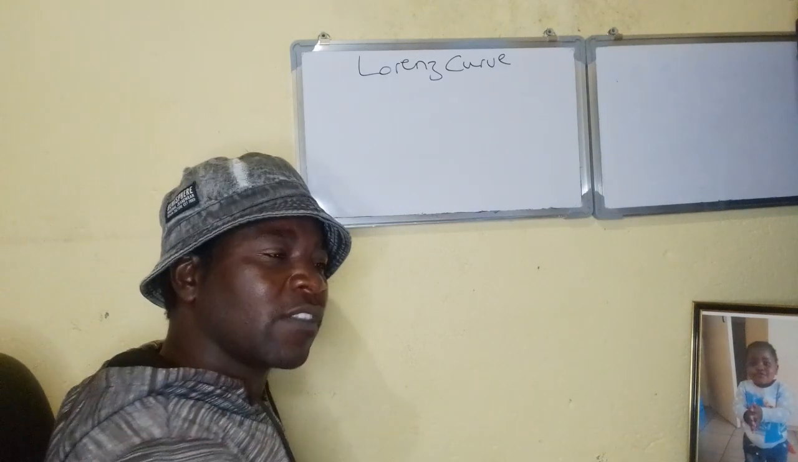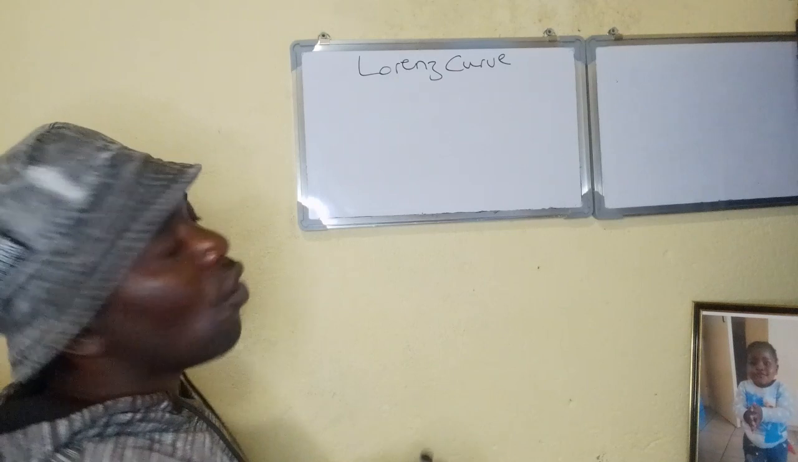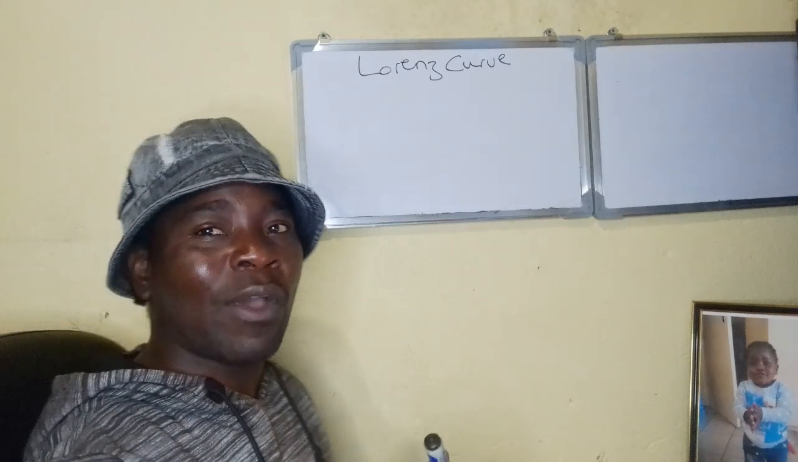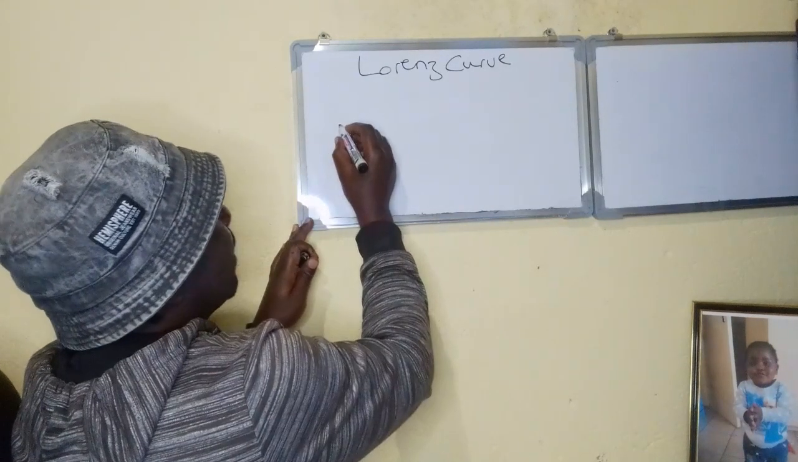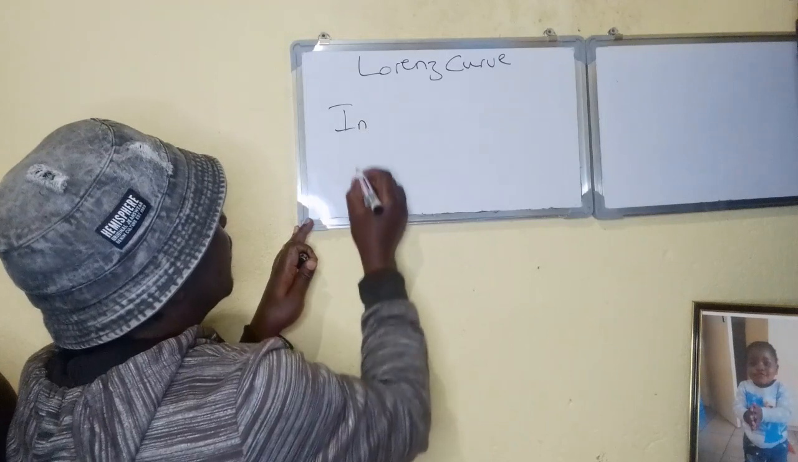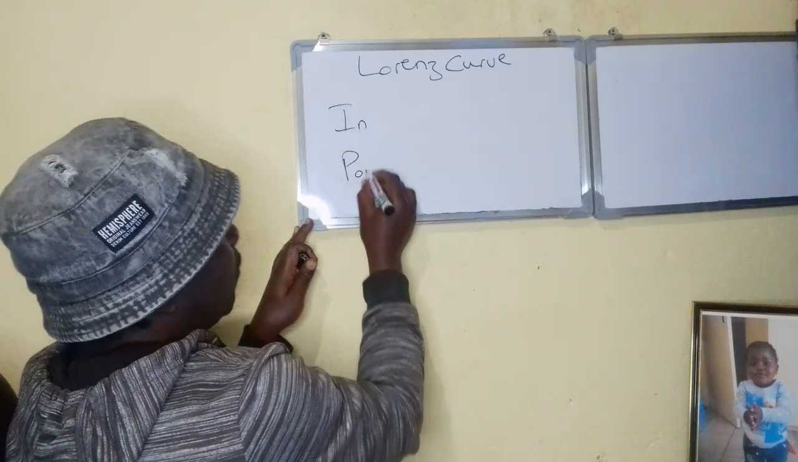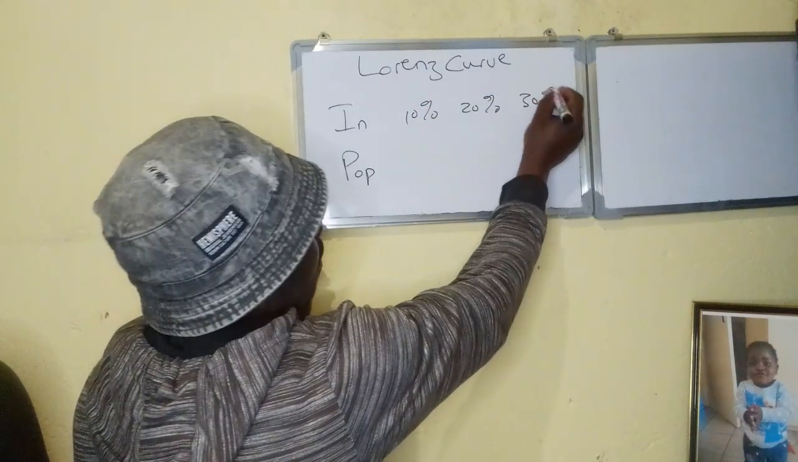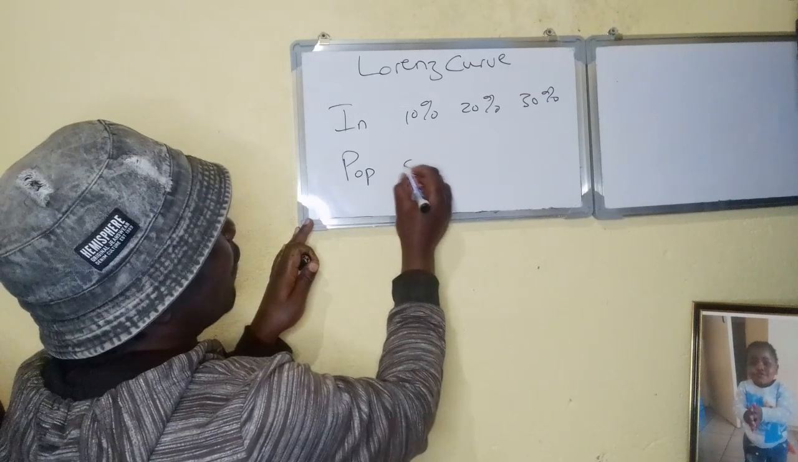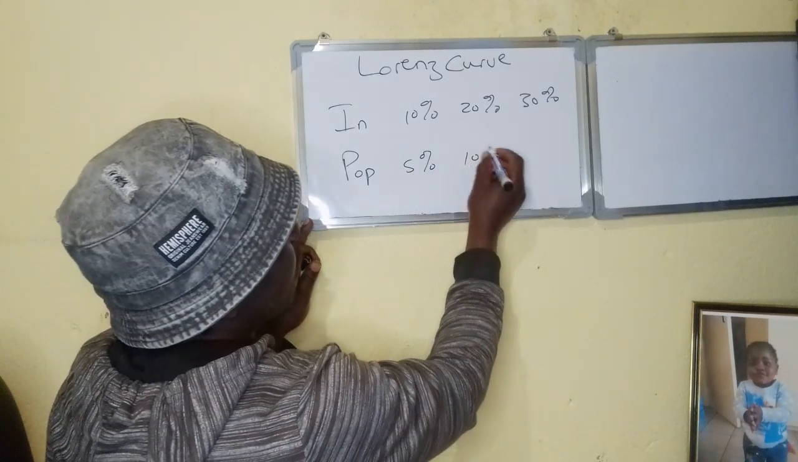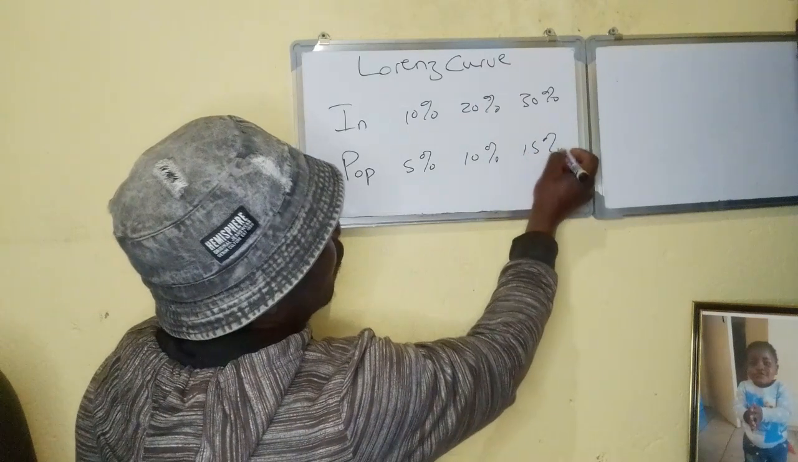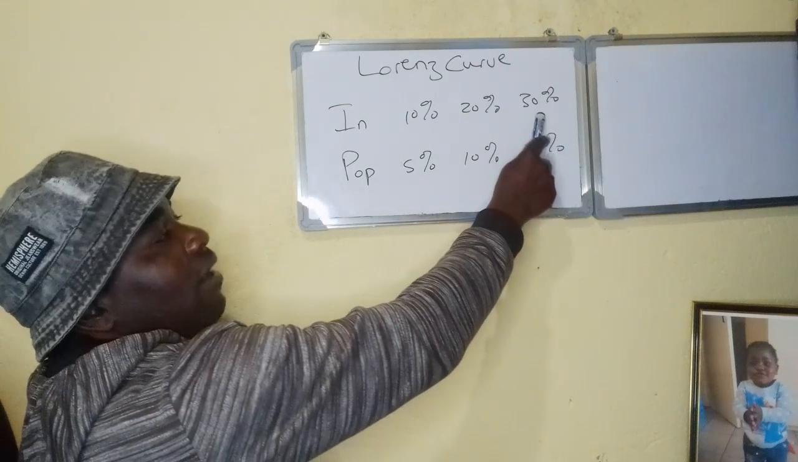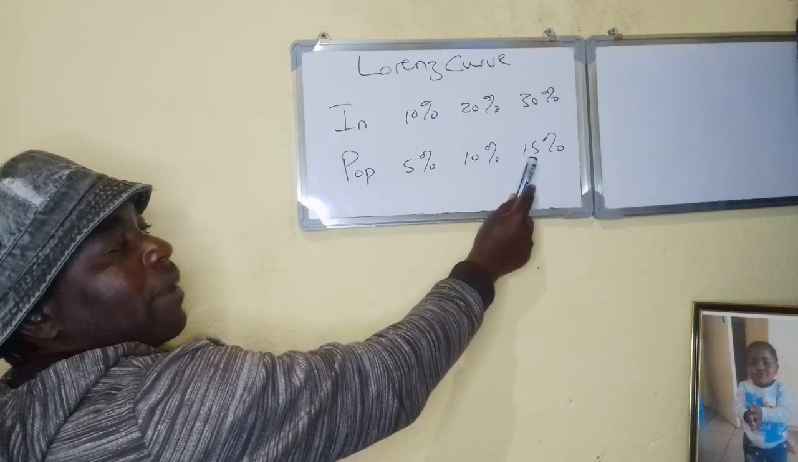So what they will give you in the Lorenz curve, they will give you a table. You only use the cumulative percentages. Catch this one. You will see the cumulative income, and then you will see the cumulative population. It will start maybe from 10%, 20%, 30%, and then you will have here maybe 5%, 10%, 15%, and so forth. These are cumulatives. What this shows is that 30% of the income in the population is earned by 15% of the population.